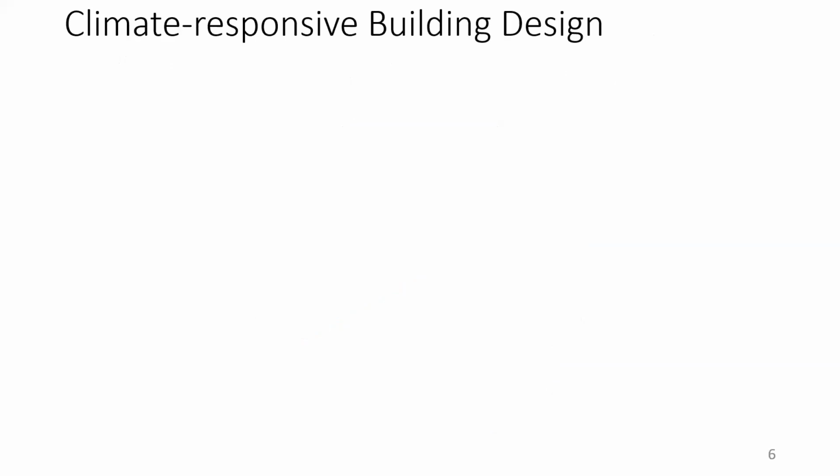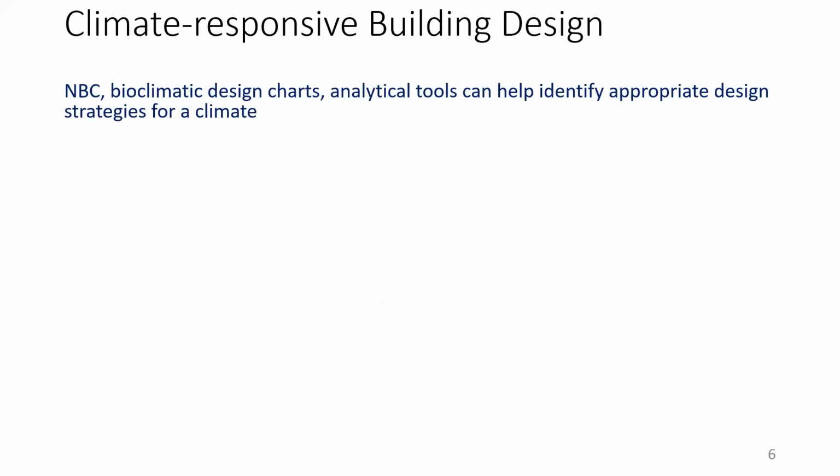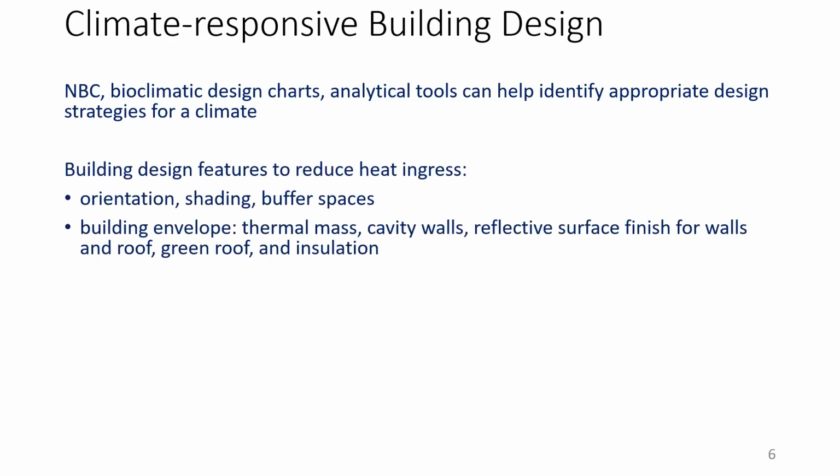So when we talk about climate responsive building design, the role of the building architect becomes the most important. And most of the things that we will discuss in this slide actually lie in the scope of the building architect. So many design guidelines and codes such as the National Building Code, other building bioclimatic charts, analytical tools are actually available for identifying appropriate design strategies for a climate.